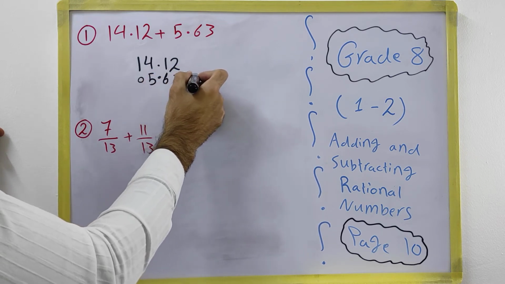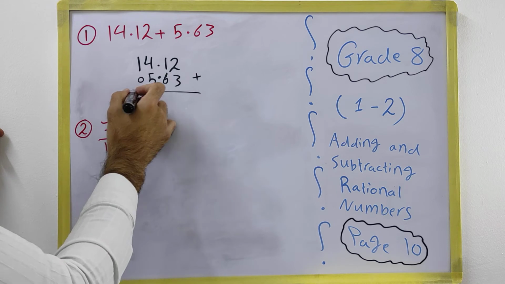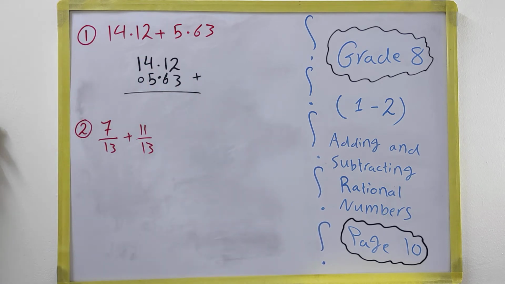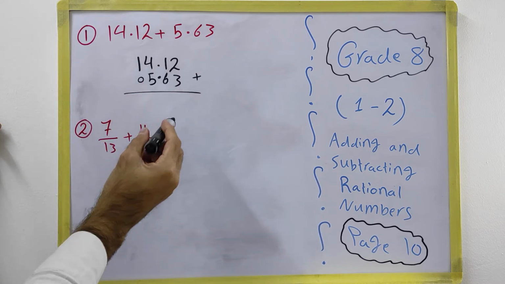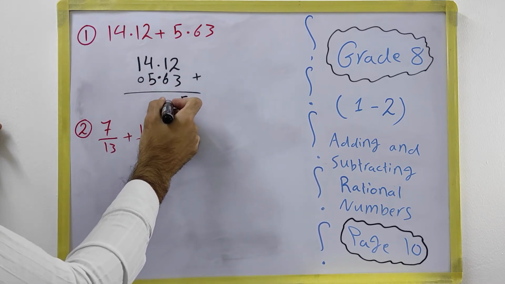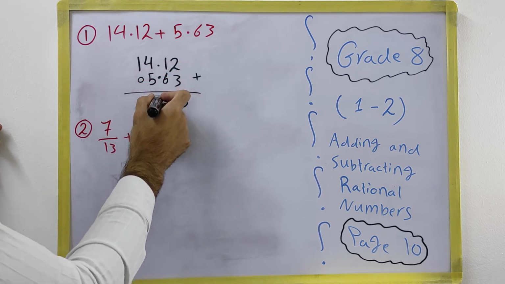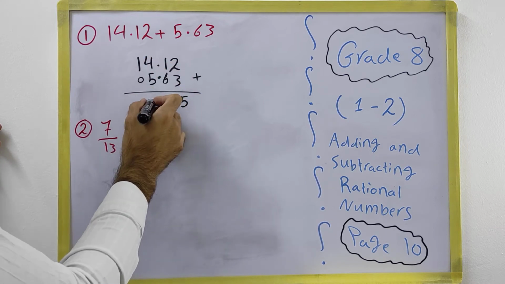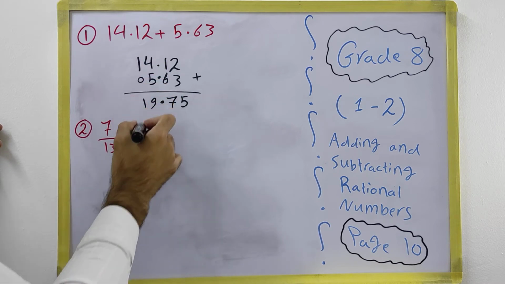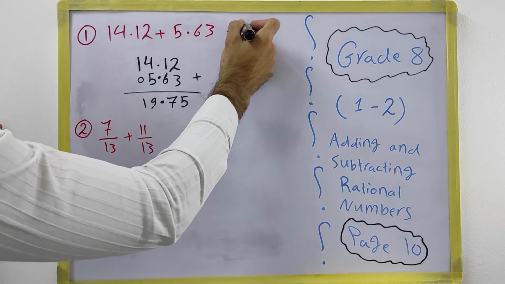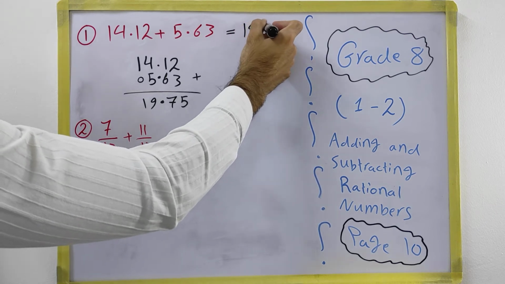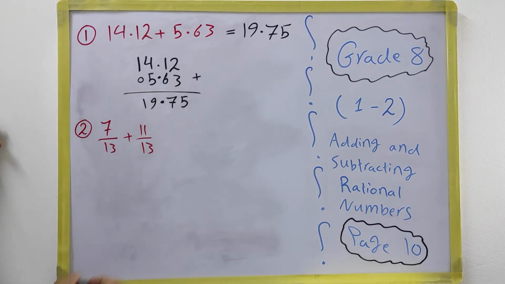When you add them, here we have plus between them. It is just normal addition or normal subtraction you do. The important thing to remember is always point over point, number over number. 2 plus 3, 6 plus 1, point in its own place, 1. The result of this addition is 19.75. If it's in decimal form, addition or subtraction, we do it the same way.